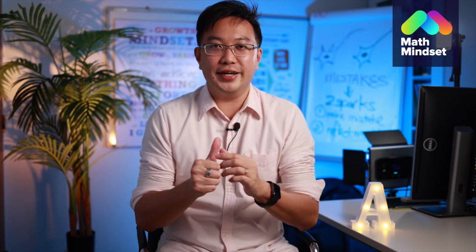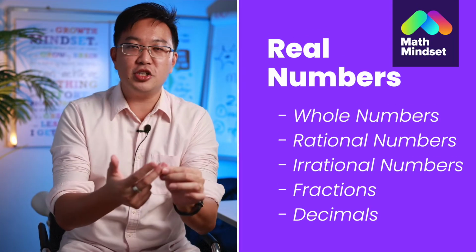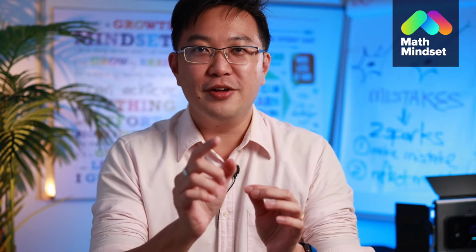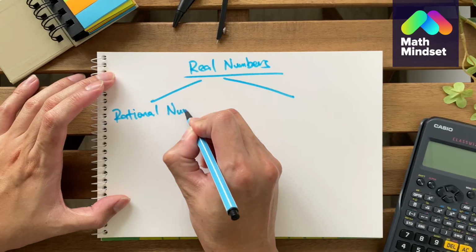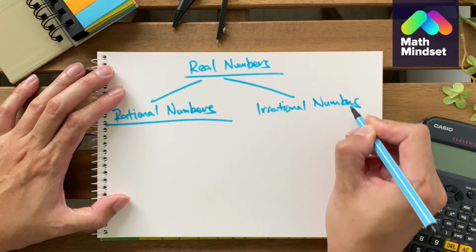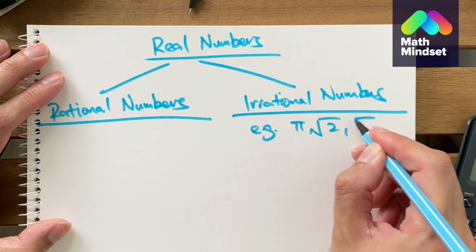What we can conclude here is that real numbers can be whole numbers, rational numbers, irrational numbers, fractions, and decimals also. And you will never be able to find square root of -1 on this number line. So real numbers can be divided into two types: rational numbers, irrational numbers. Now, irrational numbers are technically pi, square root 2, square root 3.